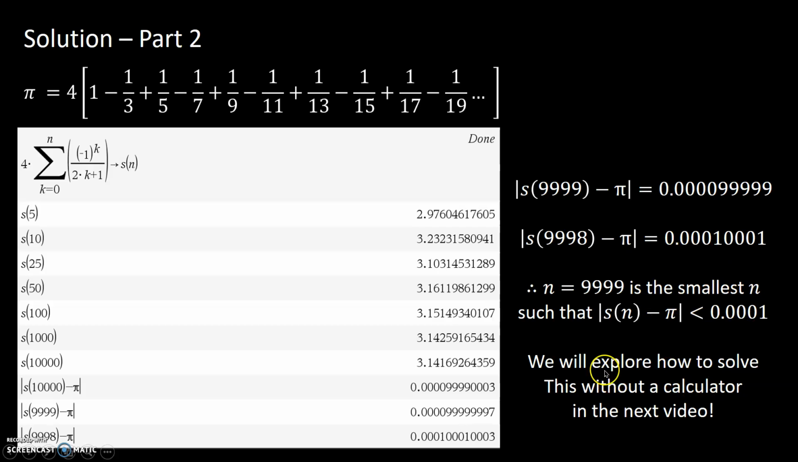Quite cool. We will explore how to do this without the calculator in the next video using the alternating series error bound. So stay tuned for that coming out soon.